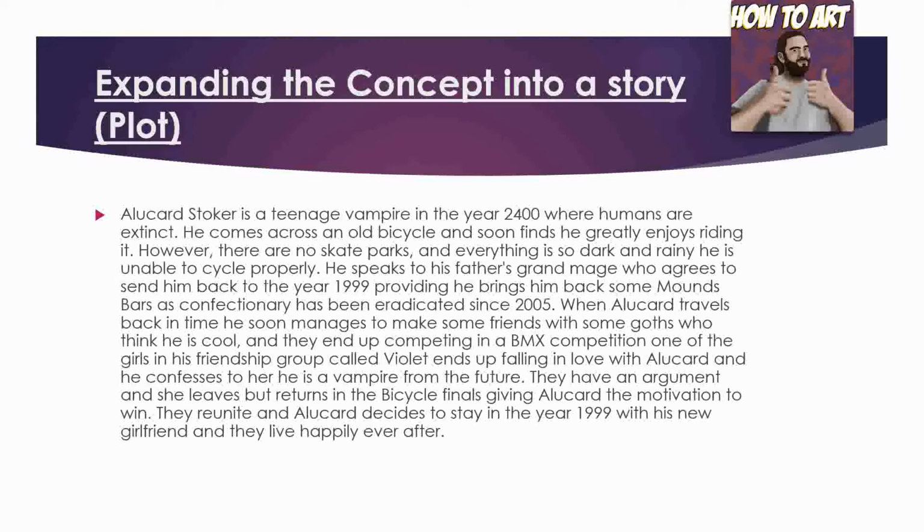I have my concept maintained, as the story focuses around his desire to ride a bike. The build-up is the travelling back in time and finding the friendship group. The conflict is the competition and his hidden secret that he is in fact a vampire. And the climax is Alucard falling out with Violet and being in the finals of the championship. And the resolution is him winning, making up with Violet and deciding to stay where he is.